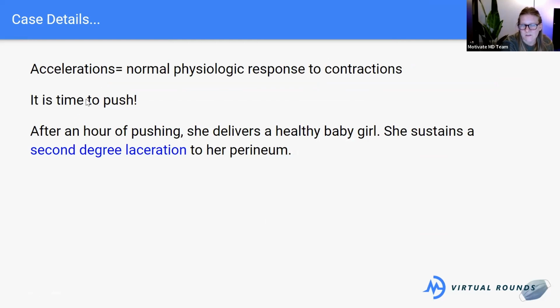So given that she's 10 centimeters dilated, it is time for her to push. She pushes for an hour, and after an hour, she delivers a healthy baby girl. She does, however, sustain a 2nd-degree laceration to her perineum. Does anybody know what a perineal laceration is? Any guesses? Yes, unfortunately, it is the dreaded vaginal tear.